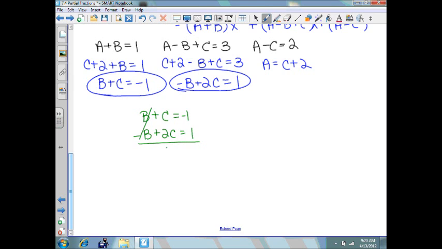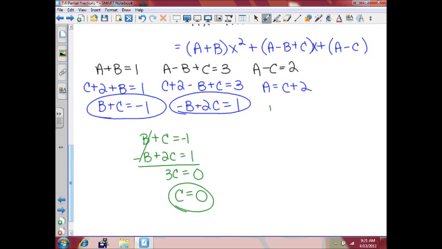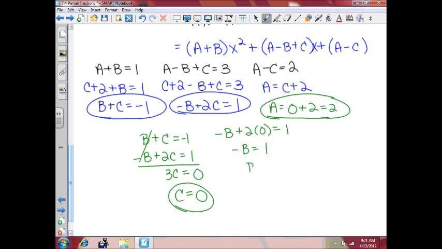B's will go away. You'll end up with 3C is equal to 0, which means C is equal to 0. So if C is 0, that means A is going to be 0 plus 2. Sorry, 2, not 0. And then we also need to solve for B here. You'll have negative B plus 2 times 0 equals 1. That means negative B will equal 1, which means B will equal negative 1. So there's your answer there.